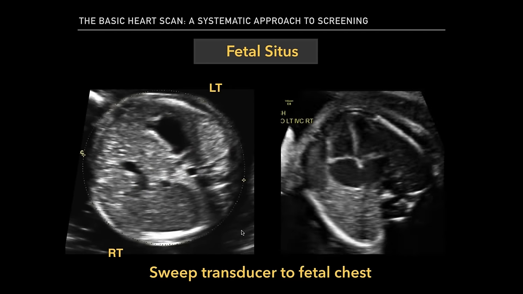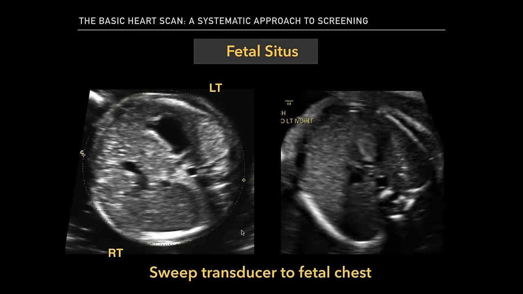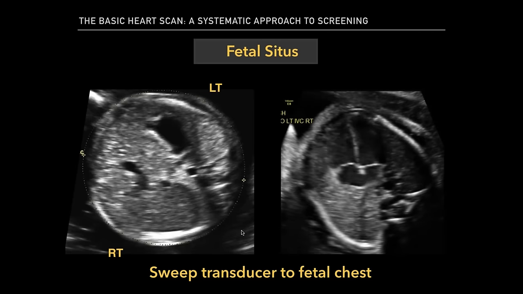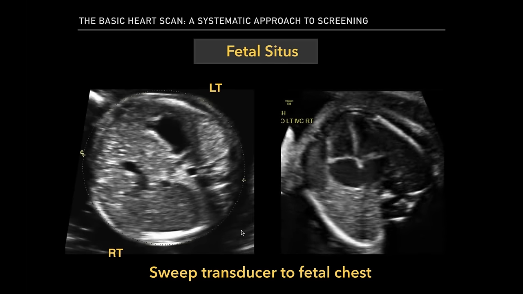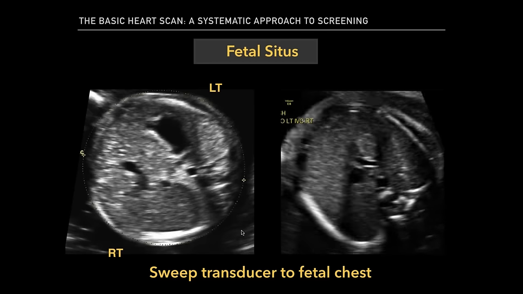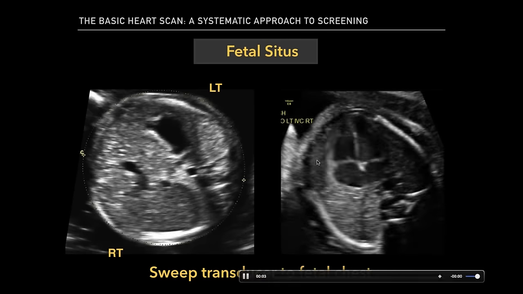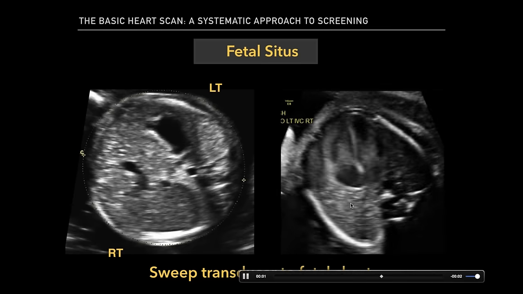And by sweeping the transducer up to the fetal chest, you can see a four chamber view with the apex of the heart pointing to the left. So this is actually correct for breech fetal lie and also confirms correct situs.